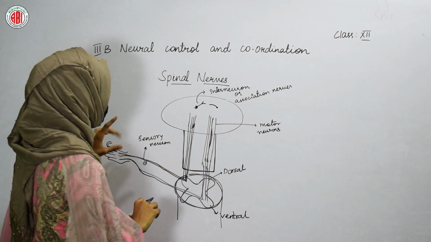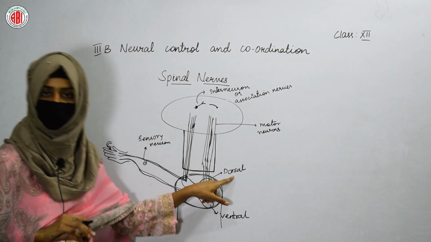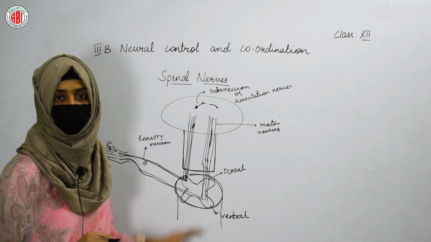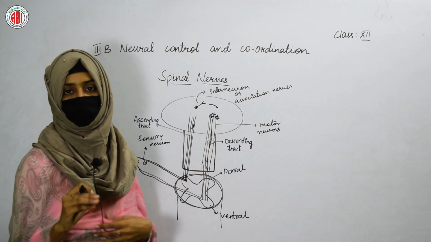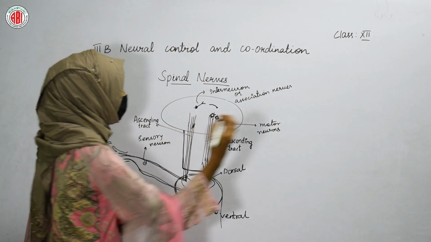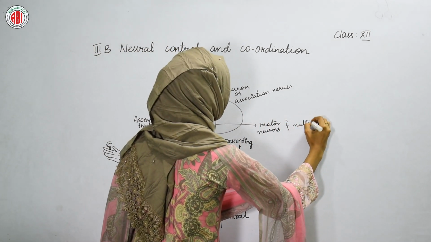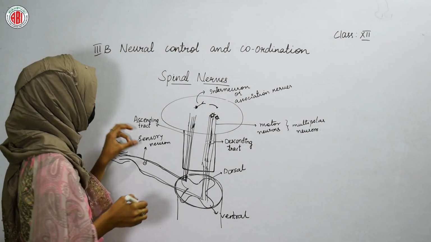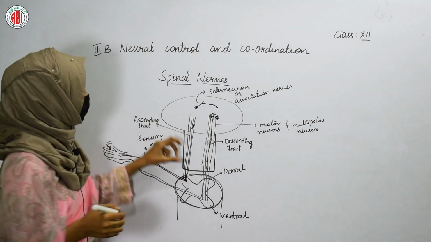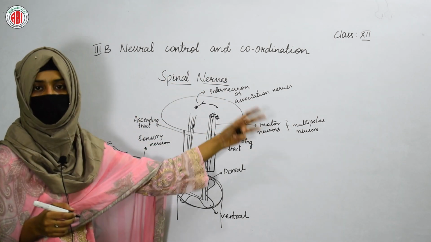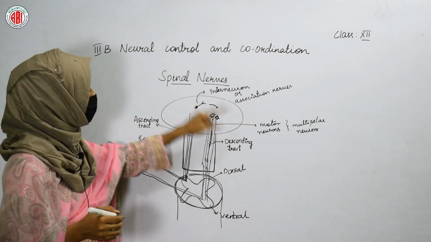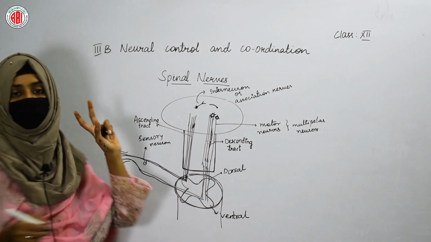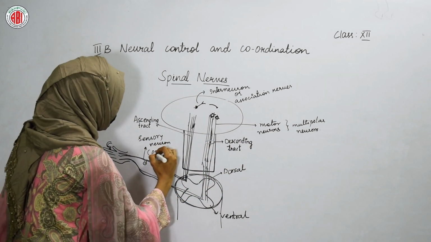Always remember one point: sensory neurons reach the dorsal horn of our spinal cord and motor neurons reach the ventral horn of our spinal cord. These motor neurons are multipolar neurons. So once the information is sensed by the sensory neurons, it is analyzed by the interneurons and the command is sent by the motor neurons. Motor neurons are always multipolar neurons and sensory neurons are always pseudo-unipolar neurons.